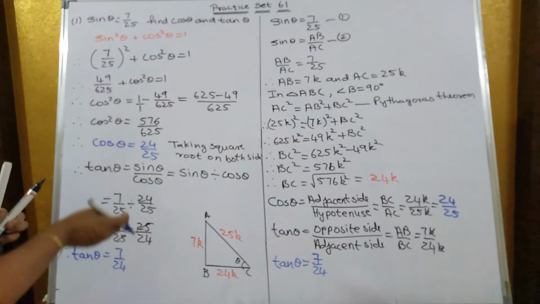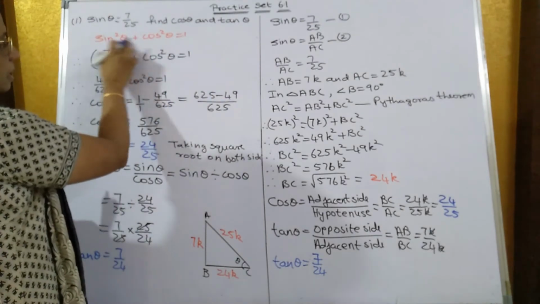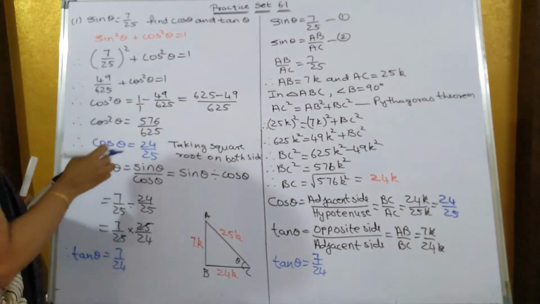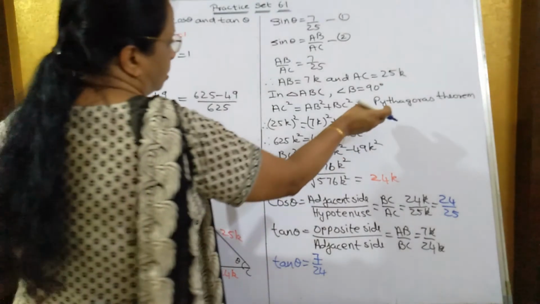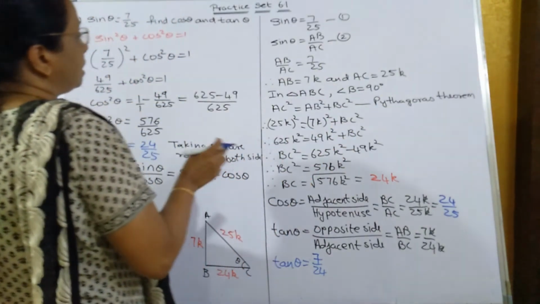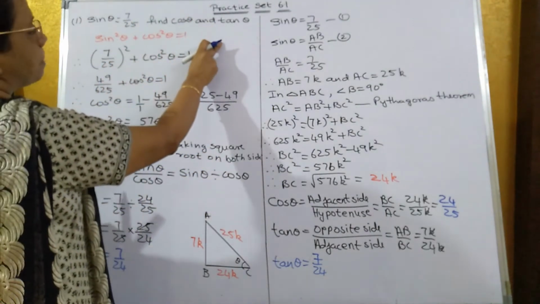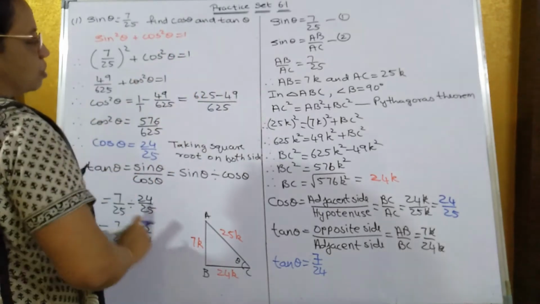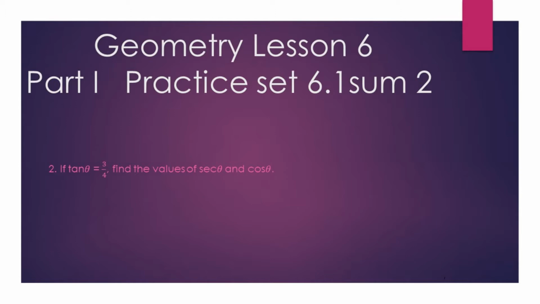So by any method you can do. This is by identity, using the identity which we have used and got the values of cos theta and tan theta. Or by Pythagoras theorem also you can find out. But if it is mentioned to find the value of cos theta and tan theta by identity, then you are supposed to use this method.